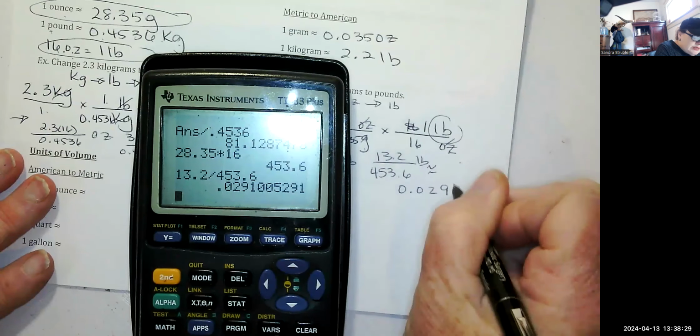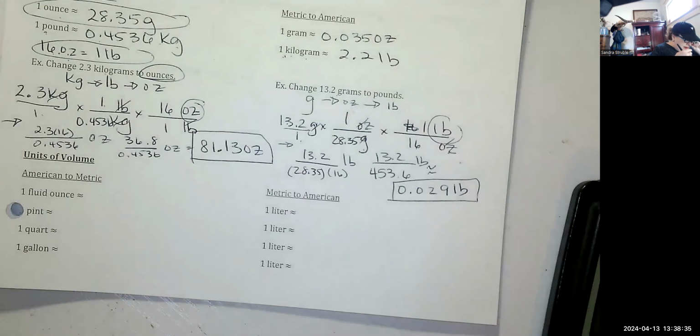Okay, that makes sense because there's 28.35 grams per ounce, and there's 16 ounces in a pound. Yeah, that would have to be really small. So let's go to volume next. That was mass and weight. Let's talk about units of volume.